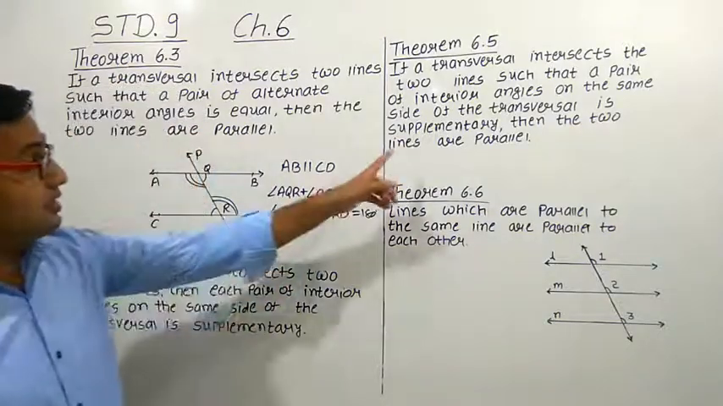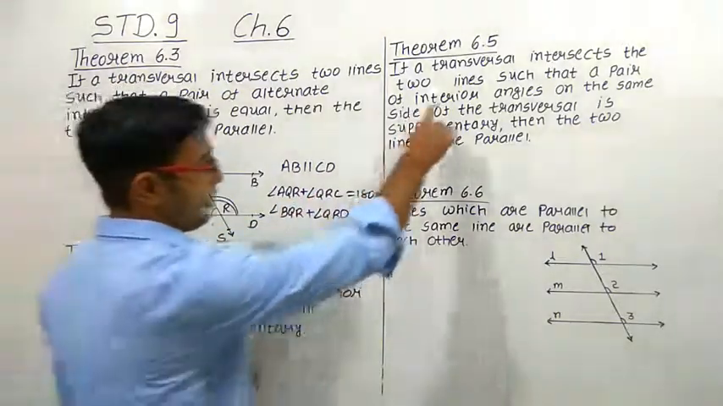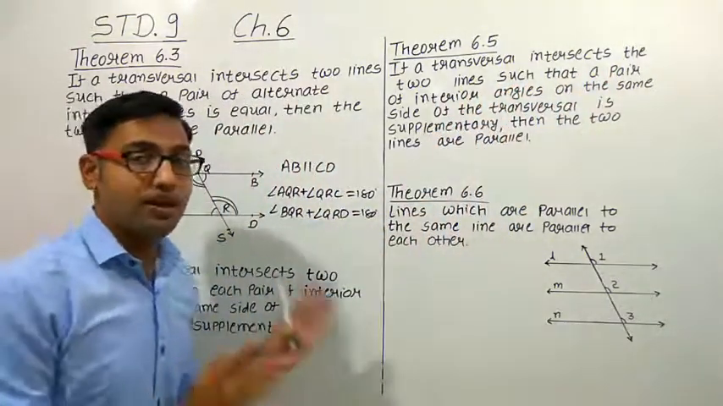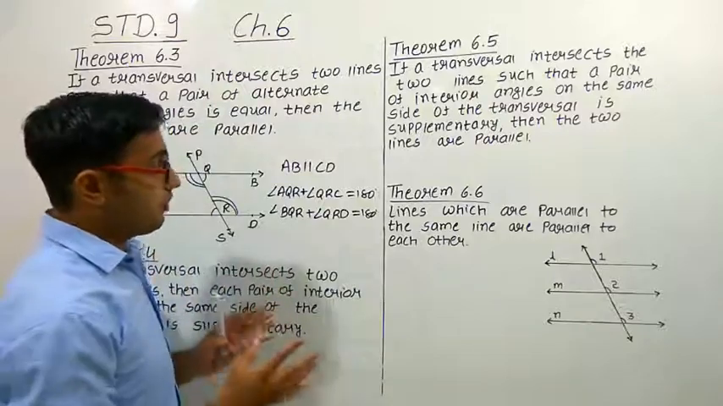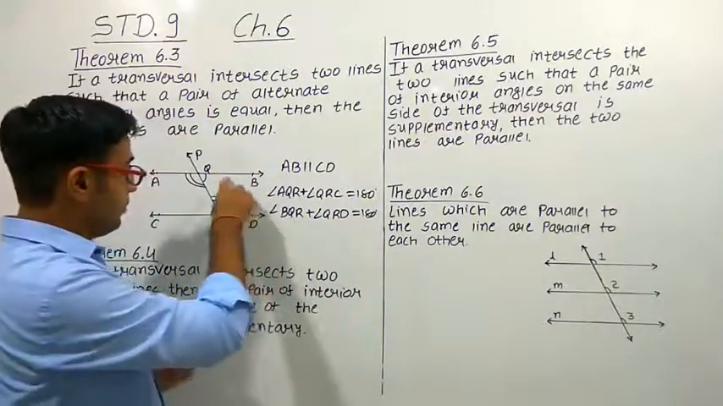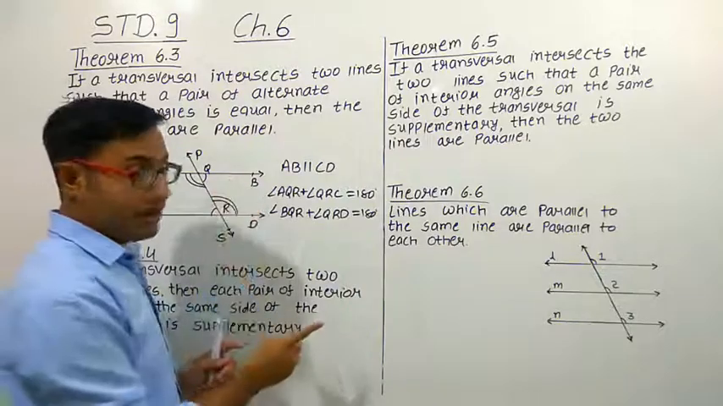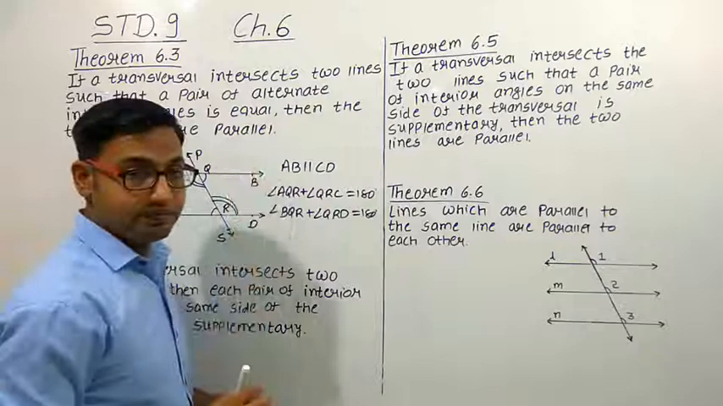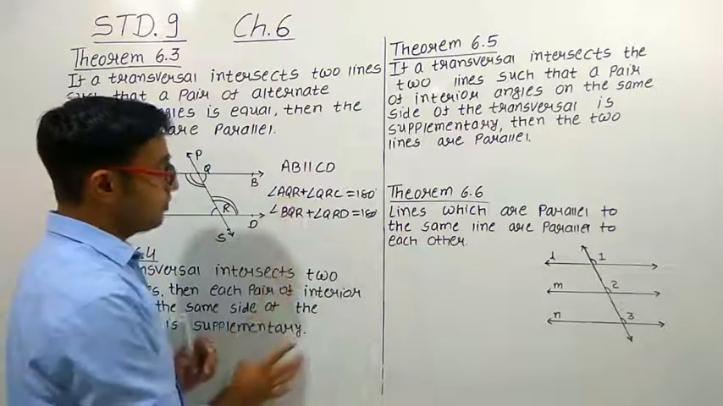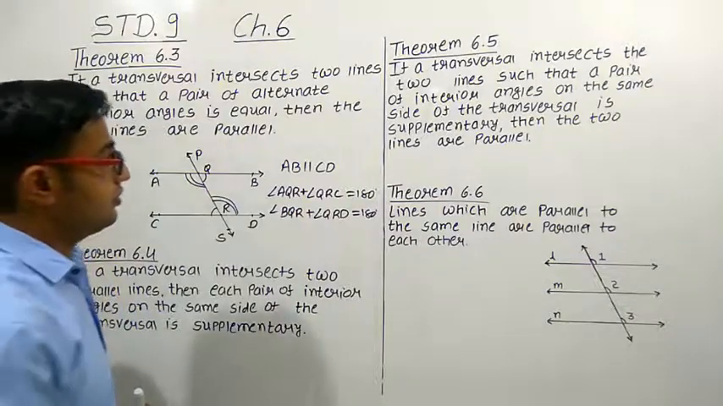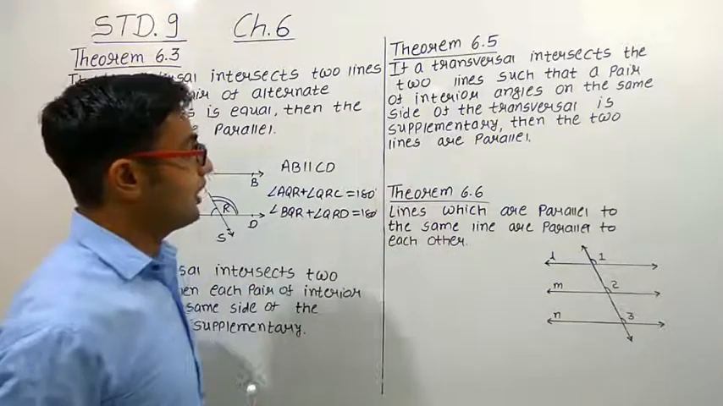So this theorem is the converse because here we are given just two lines, not two parallel lines. So what will happen if the two angles become supplementary? Then the two lines are parallel. So this is the converse of theorem 6.4, and this is theorem 6.5.